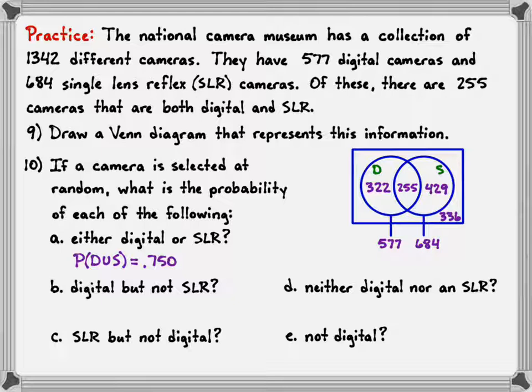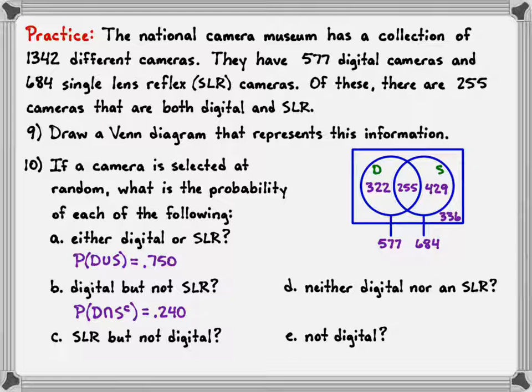For part B, it says the probability that the camera is digital but not SLR. Is this digital? Yes. Is it SLR? No, and that's what we want. Is this digital? Yes. Is it SLR? Yes, so I don't want to include that. Is this digital? No, so I don't want to include that. Is this digital? No, so I don't want to include that. So it would be 322 out of 1342. And so then we'd end up with 24% or 0.24.